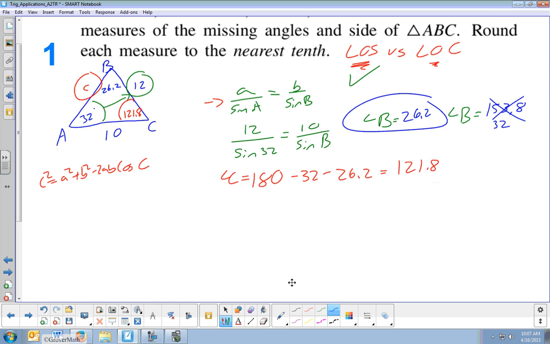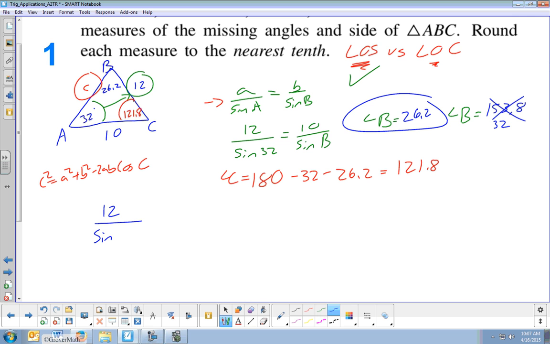But there are going to be problems where you have no choice but to do law of cosines. And you always know you have no choice but to do law of cosines when you do not have a complete set for law of sines like we did here, A and sine A. So let's see, I'm going to stick with the 12 and sine 32 because those are whole numbers. I could use the 10 over 26.2, but I'm going to go with the whole numbers.